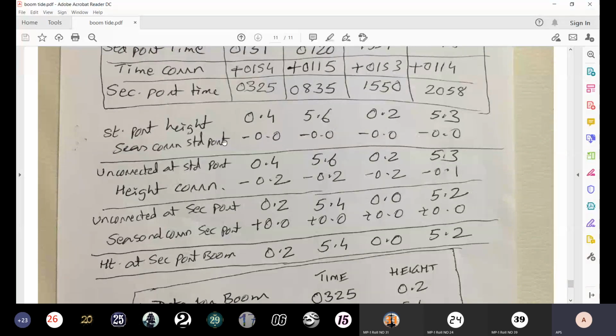Standard port, seasonal correction, standard port, subtract. Then you get uncorrected height at standard port. Apply height correction. Where to get it, I will show you. Then when you apply this height correction, what will you get? Uncorrected at secondary port. Now add seasonal correction for secondary port. What will you get? Height at secondary port, Boom. So if a tide table were made for Boom, it will contain these heights, which include this seasonal correction. Just let me know if anyone has not got the general idea behind this.